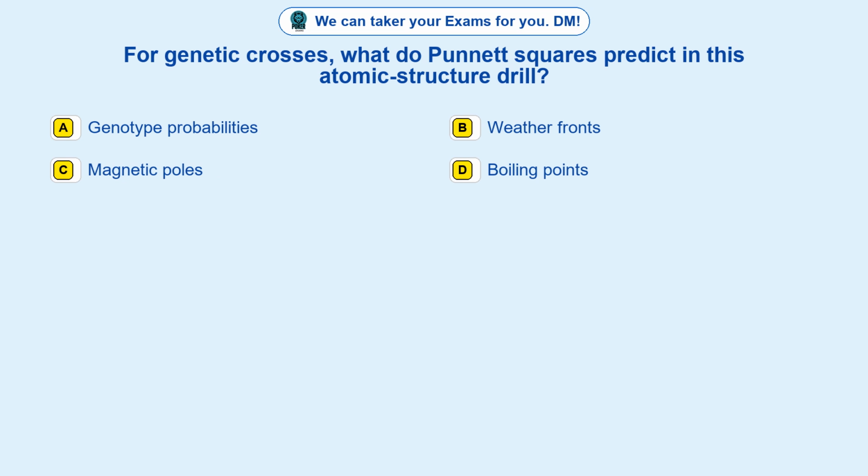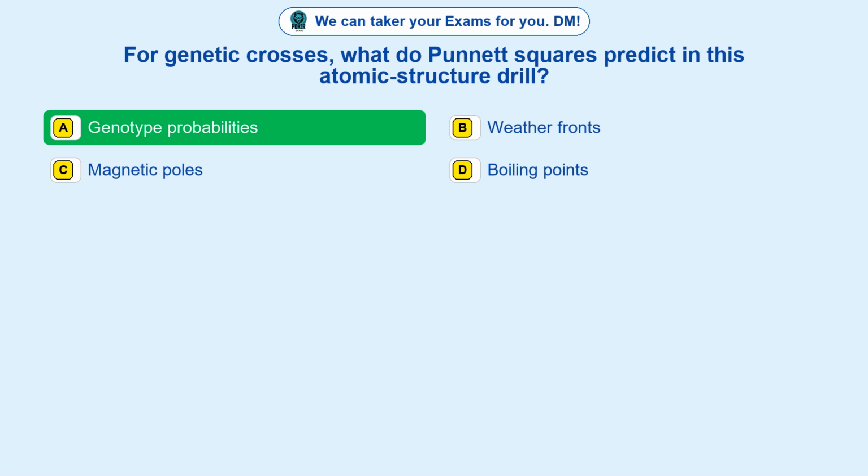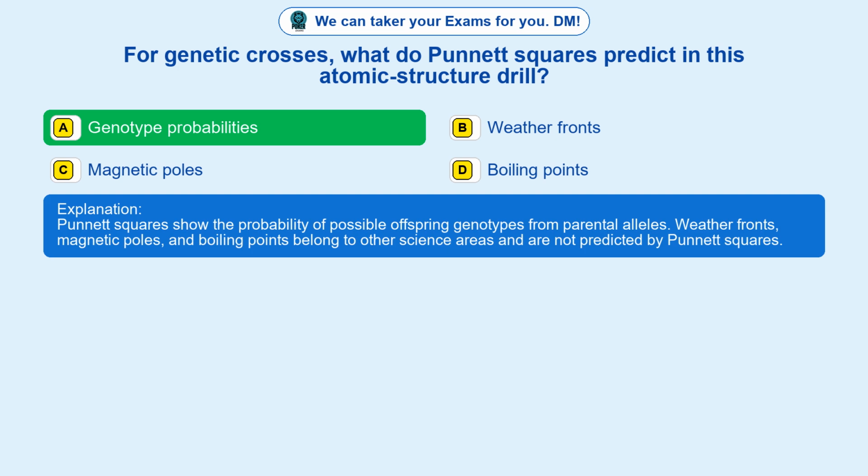Question 27. For genetic crosses, what do Punnett squares predict in this atomic structure drill? Option A, genotype probabilities. Option B, weather fronts. Option C, magnetic poles. Option D, boiling points. The correct answer is option A, genotype probabilities. Punnett squares show the probability of possible offspring genotypes from parental alleles. Weather fronts, magnetic poles, and boiling points belong to other science areas and are not predicted by Punnett squares.